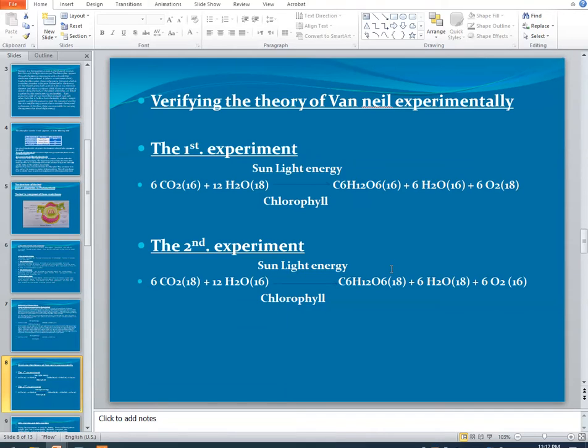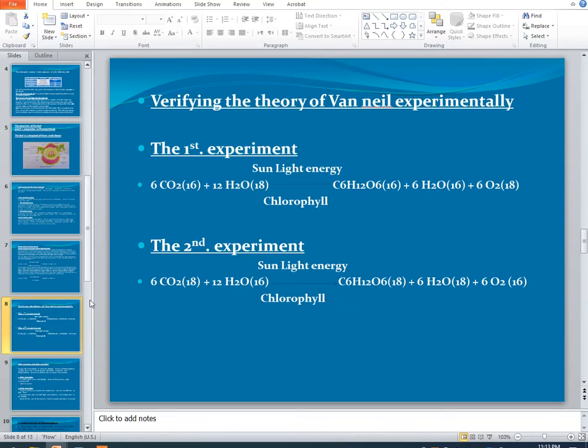Second experiment: 6CO2, but the oxygen in the carbon dioxide is the isotope oxygen 18, plus 12 H2O with oxygen 16, and chlorophyll. By absorbing sunlight energy, it also releases glucose sugar, water, and oxygen. But the oxygen here is the ordinary oxygen, mass number 16. It means it was released from water also. So we can conclude from these two equations that the source of oxygen comes from water, not from carbon dioxide.